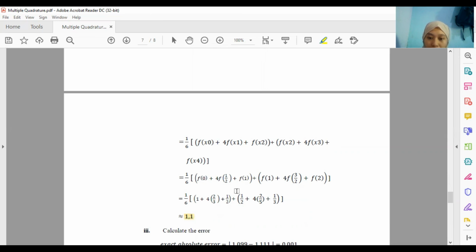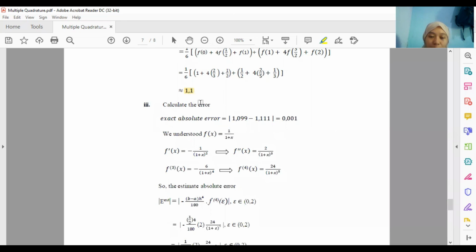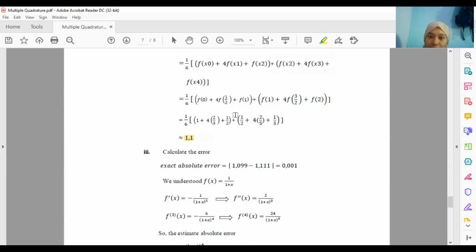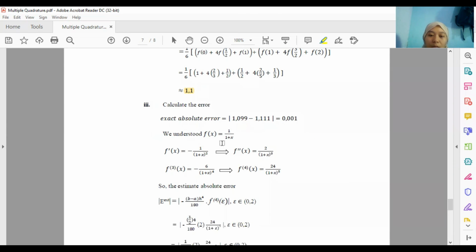So we got 1.111, right? And then we calculate the error. Exact absolute error is the absolute value of exact value minus approximate S_n f. So we got the absolute value of 1.099 minus 1.111 is equal to 0.0001.